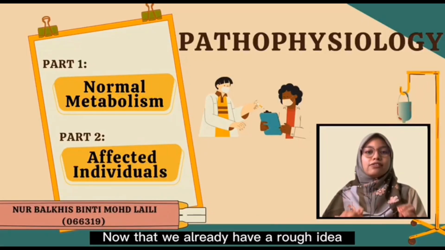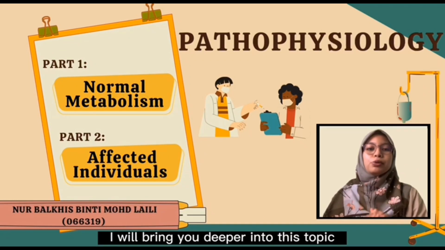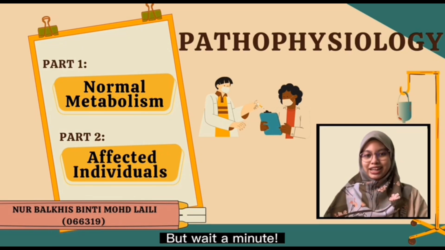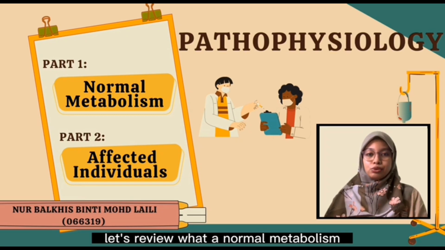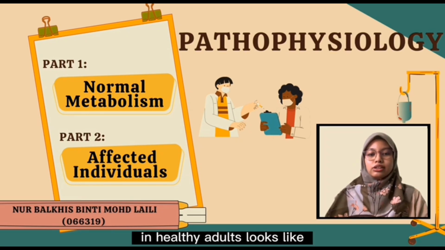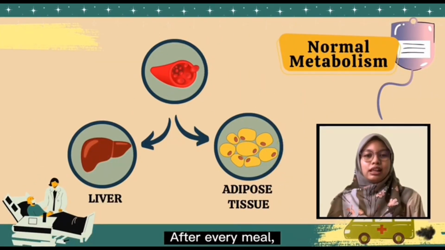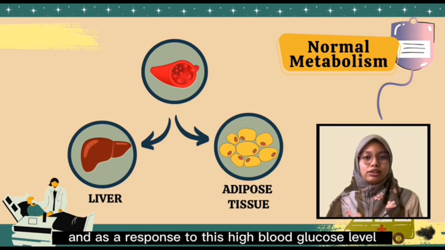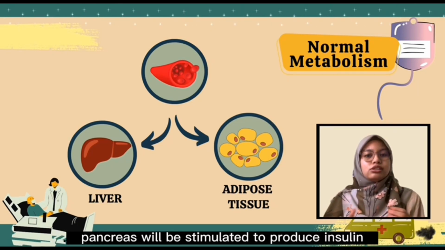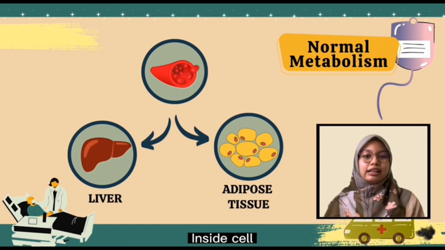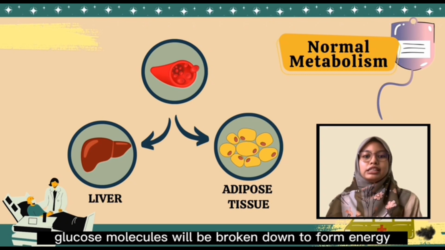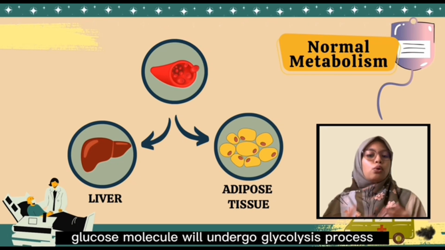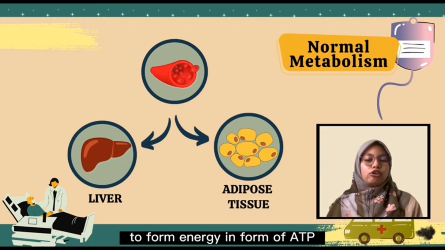Now that we already have a rough idea about diabetes mellitus type 2, I will bring you deeper into this topic by explaining the pathophysiological aspect of this disease. But wait a minute, before we move on to the topic, let's review what a normal metabolism in healthy adults looks like. After every meal, it is normal for our blood glucose level to rise. And as a response to this high blood glucose level, the pancreas will be stimulated to produce insulin to lower this concentration. Inside the cell, glucose molecules will be broken down to form energy or can be converted into a form of storage and be stored. For example, glucose molecules will undergo the glycolysis process to form energy in the form of ATP.